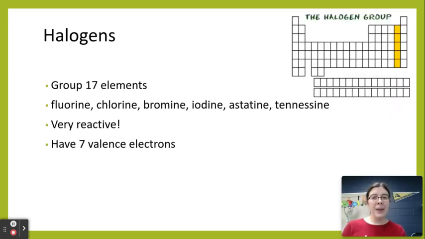Okay, the next group is the halogens. We're moving all the way almost to the far right of the periodic table. This is group 17. And this is everything column 17 from fluorine down to tennessine. These elements are very reactive, just like the alkali metals are very reactive. And they all have 7 valence electrons. Although, fun fact, the reactivity is actually higher when you go up on the periodic table for the halogen. So fluorine is the most reactive halogen.